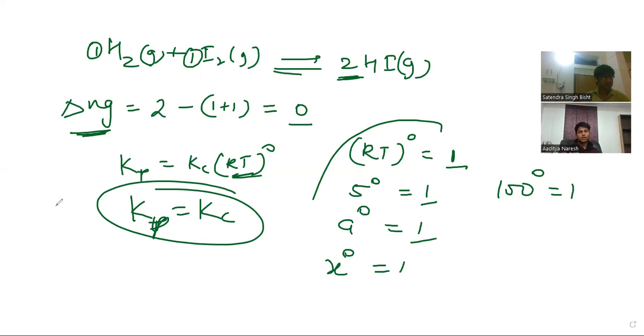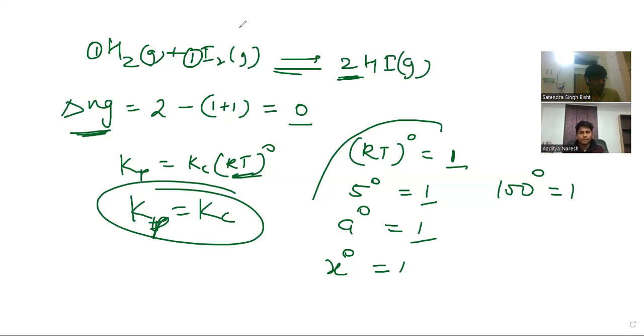Sir, in the Kc formula, we also don't count solids or liquids? No. For Kc, we can take gas or aqueous. But in the case of Kp, we will take only the gaseous state. If Kp is there, Kp means pressure, then we will take only the gaseous state. Okay, sir.